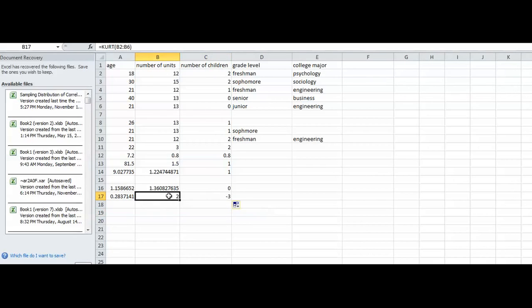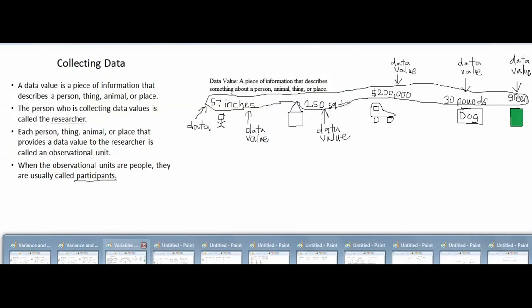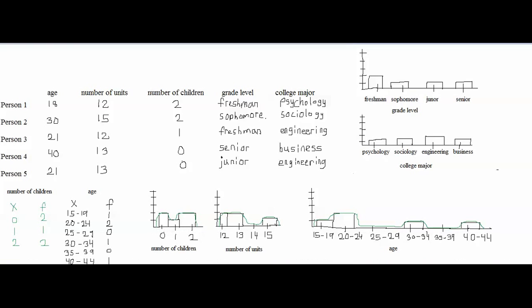So this is actually a pretty dramatic positive kurtosis, and this is actually a pretty dramatic negative kurtosis. So let me look back at those two histograms to double check their shapes. So number of units positive, number of children negative. Number of children does look kind of flattened out, so that's why it has that value of -3 for kurtosis.